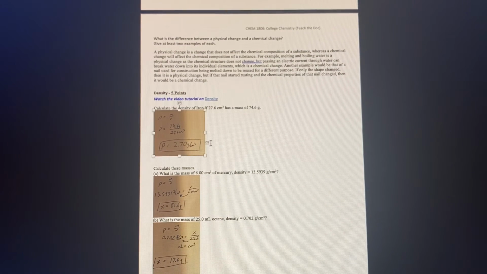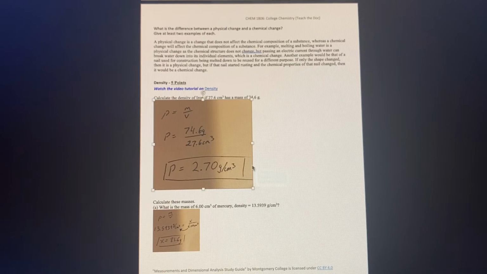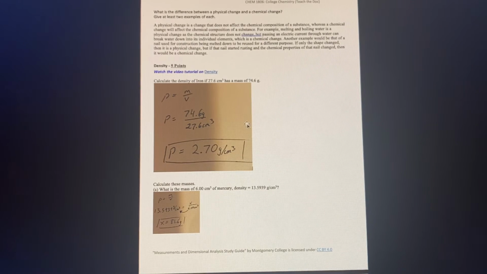Now, for these on the density, I'll go ahead and increase each size as I talk about them. But calculating the density of iron, so for this we just have the simple equation of density is equal to mass over volume, and we have the given volume of 27.6 centimeters cubed and the mass of 74.6. You calculate that to find the density of 2.70 with 3 sig figs.